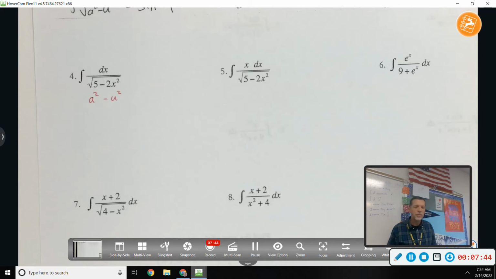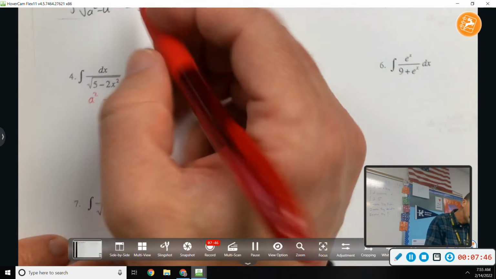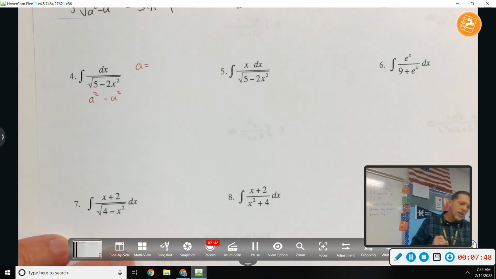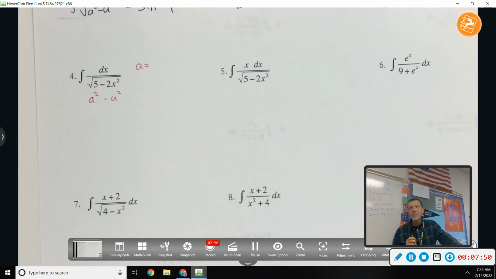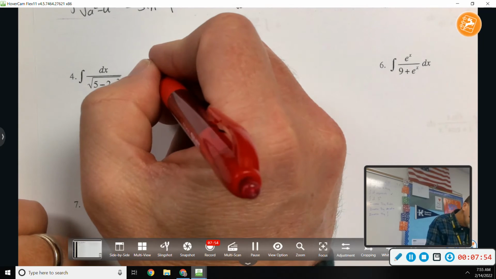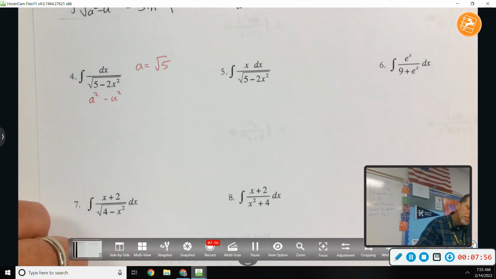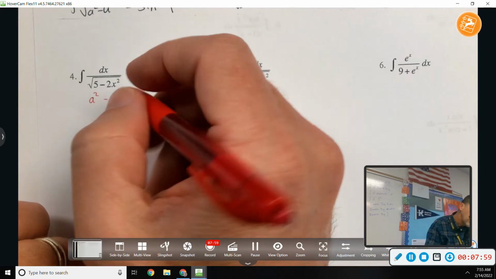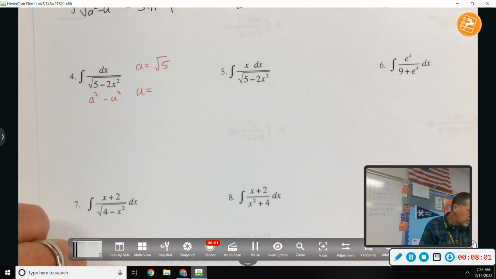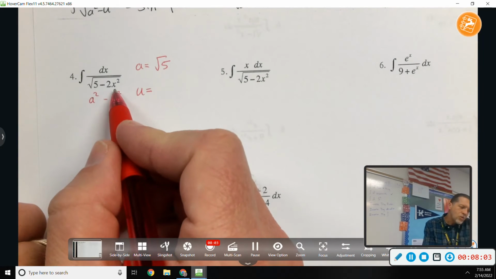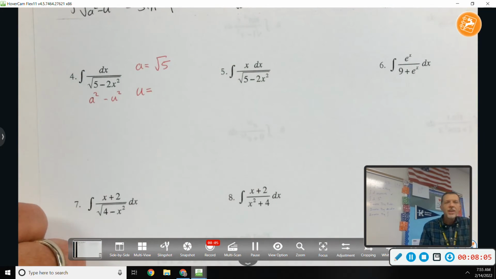Okay, so things are going to be a little bit different on this one. If a squared is 5, then what's a equal to? Square root of 5. Right, not too bad there. If u squared is 2x squared, then what was u equal to?